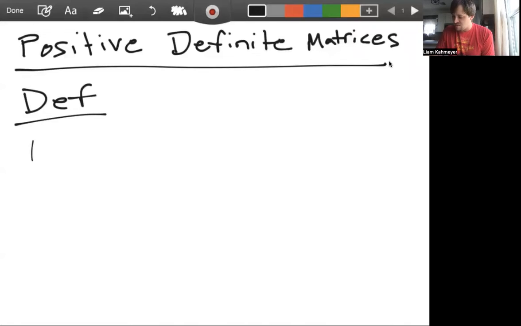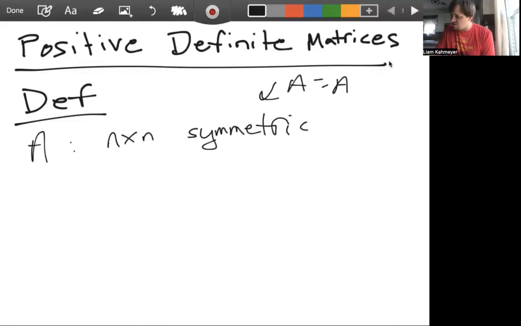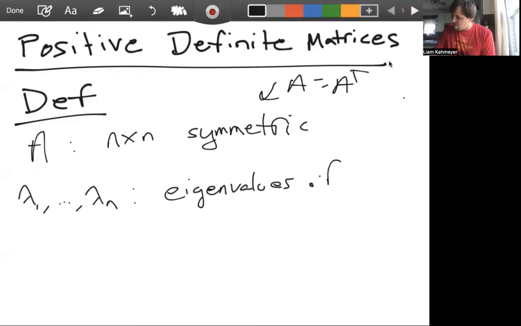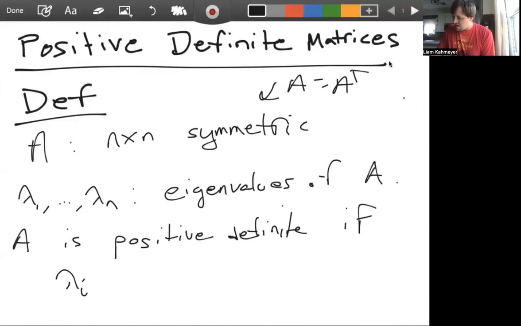We'll still be in the context of A being an n by n symmetric matrix. And remember, this means that A is equal to its transpose, right? And let's say A has eigenvalues lambda 1 through lambda n. These are eigenvalues of A. Then we say A is positive definite if lambda i is greater than 0 for all i ranging from 1 to n, right?